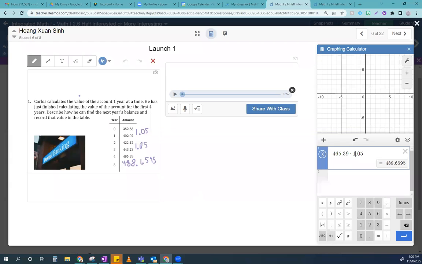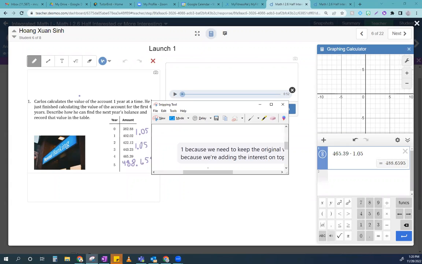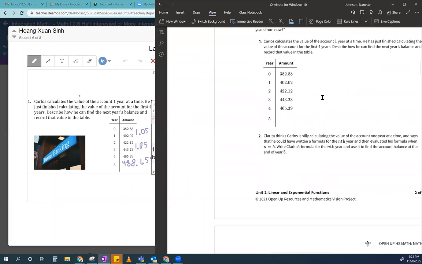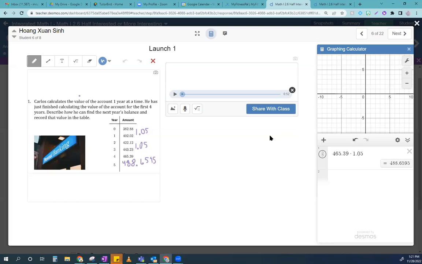This 1, like one of your classmates said, is because we need to keep the original value, 0.05, because we're adding the interest on top. This word right here, key, adding. Adding it to what? Adding it to the 1. Okay, very good. I'm going to save this in my notebook because that was fantastic. So that's going to be there later on for you to look at.